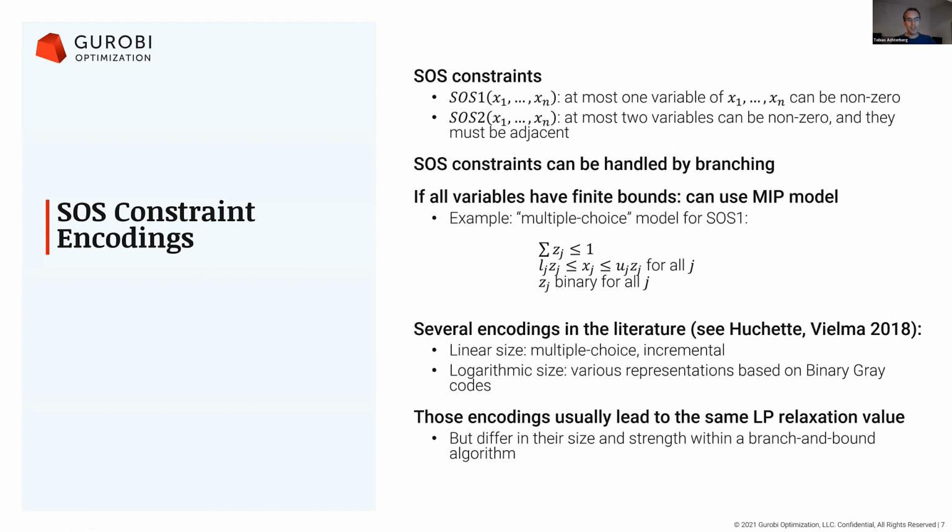So typically, these encodings all lead to the same LP relaxation value. So in that sense, they are not different, but they differ in their size, of course, and they also differ in the strength within a branch and bound algorithm. So that means what happens to the solution after you branch on one of these variables, in particular on one of these auxiliary variables that you have introduced to model the SOS constraint.